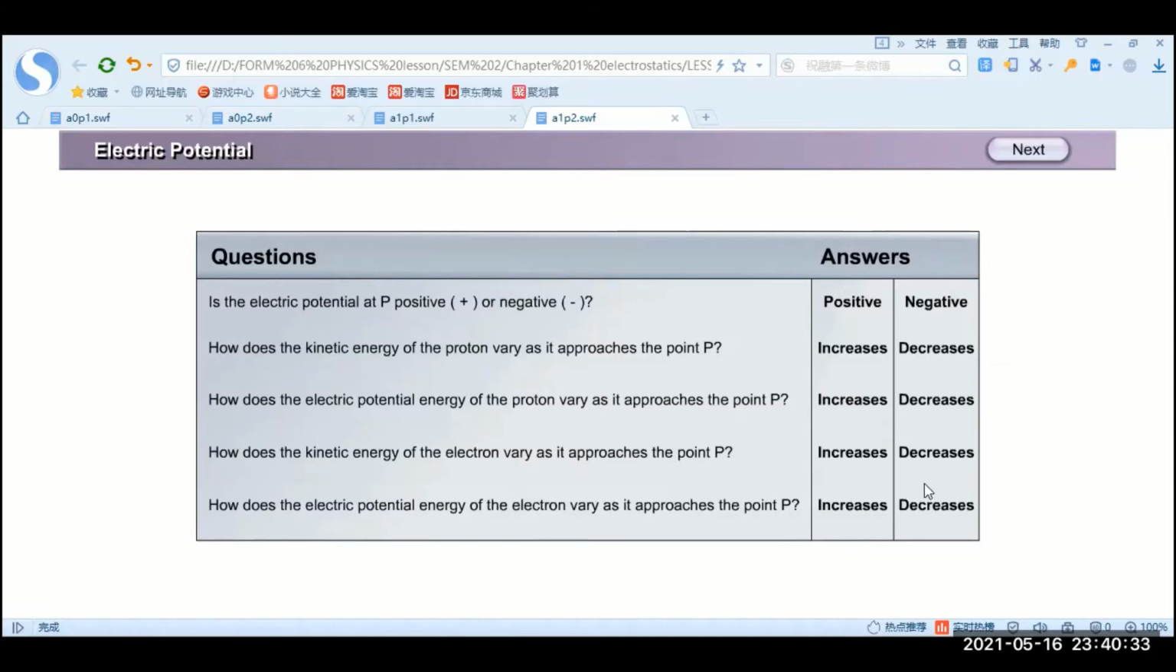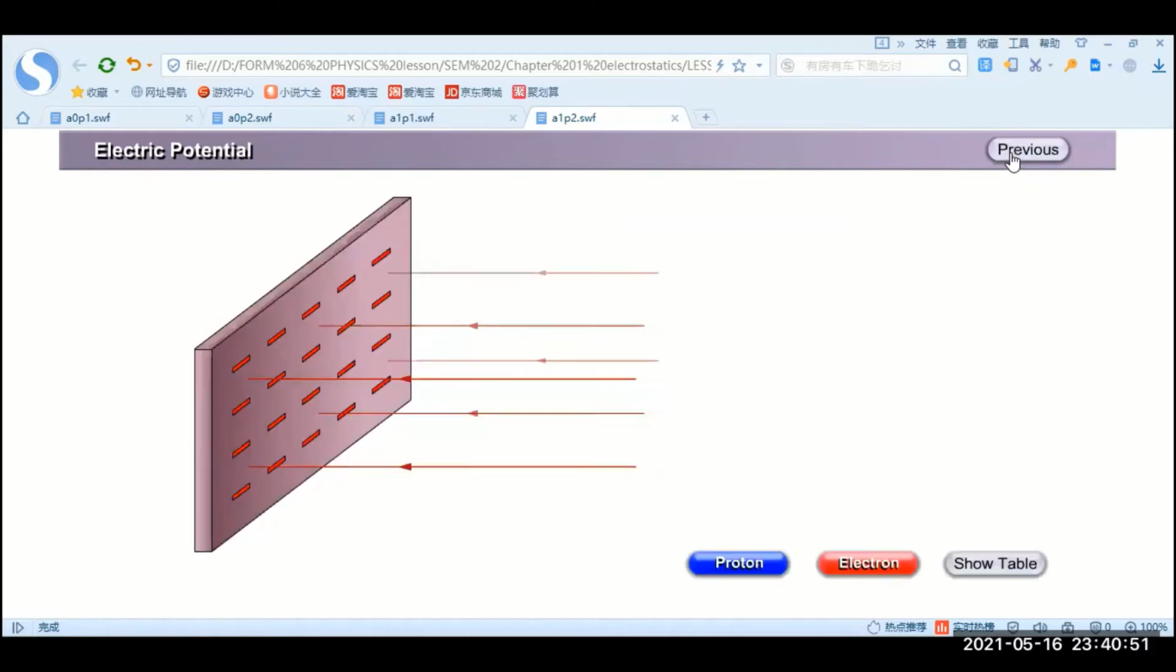Why? Because the kinetic energy will convert to potential energy, or the loss of the kinetic energy converts to potential energy, which obeys the principle of conservation of energy.